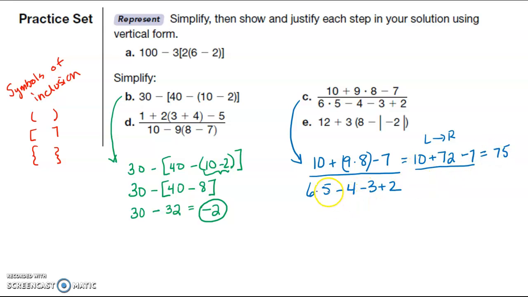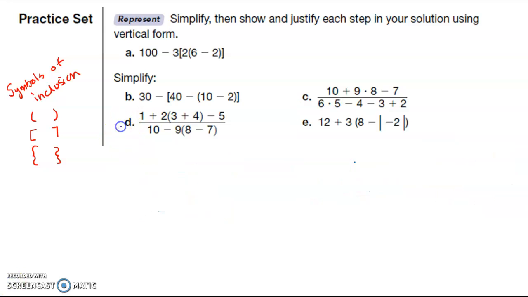Okay, down here we have a similar situation where we have 6 times 5. We're going to have to do that first. So I have 30 minus 4 minus 3 plus 2. 30 minus 4 is 26, minus 3 is 23, plus 2 is 25. 25 goes into 75 3 times. So that's my answer to C.